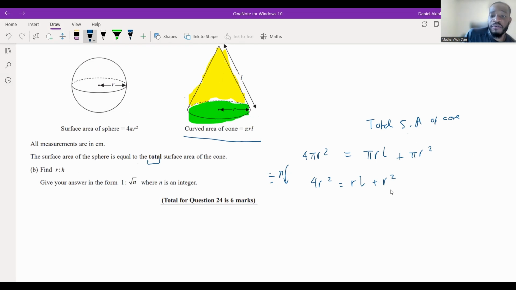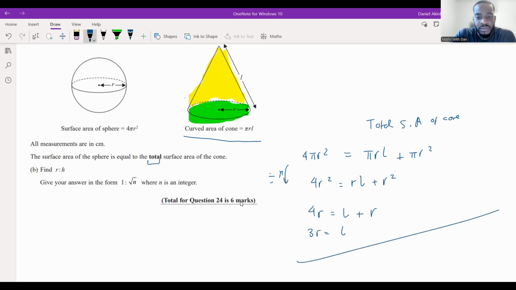And then we could also divide through by an r, can't we? Yeah, we can divide through by an r. So I'm going to have 4r is going to equal l plus r, like that. And that means 3r is going to equal l. Do you guys agree with that? Everybody happy with that so far? I'm just going to wait for you guys to say yes or no. Anybody get here, by the way?